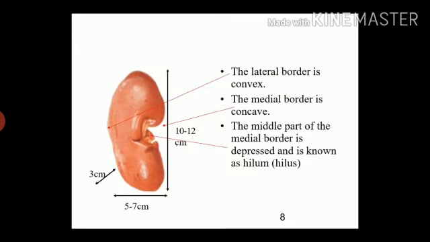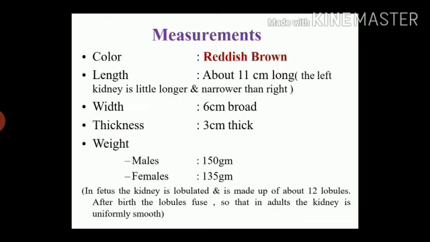What are the dimensions? Basically, the lateral border is slightly convex and the medial border is concave. The middle part of the medial border is depressed slightly inside, which is called the hilus or hilum. The kidney is reddish brown in color. The average length of each kidney is around 11 centimeters, the width is around 6 centimeters and the thickness is around 3 centimeters.